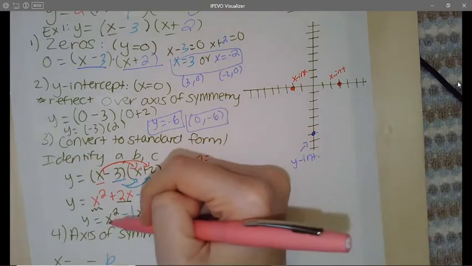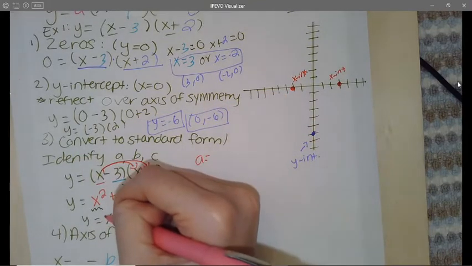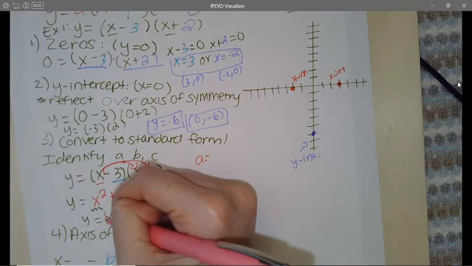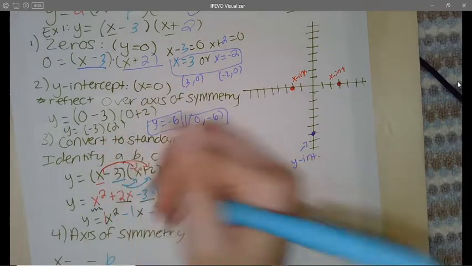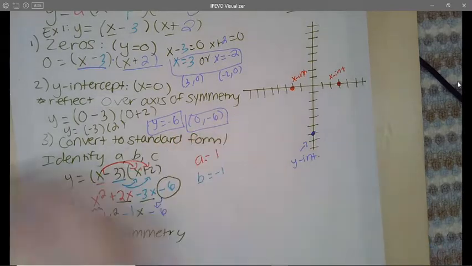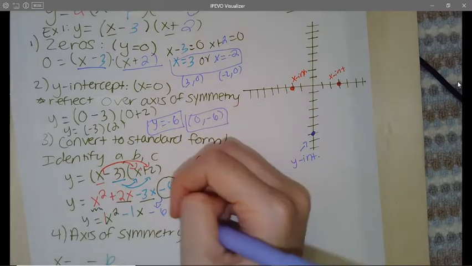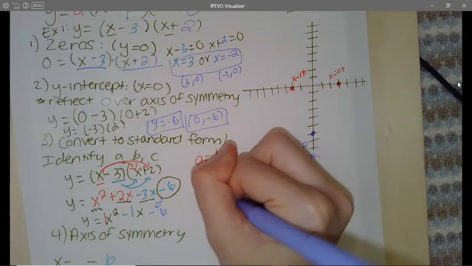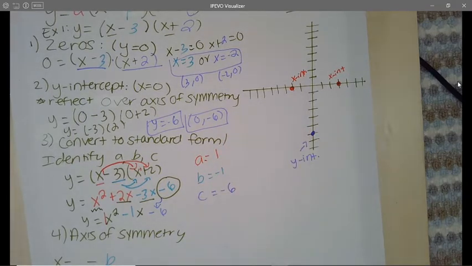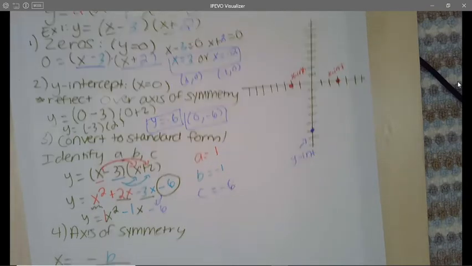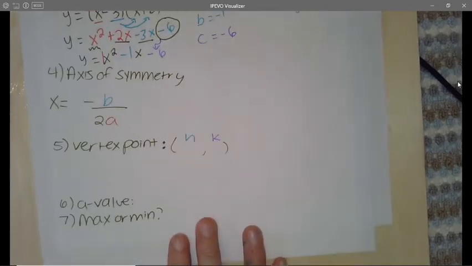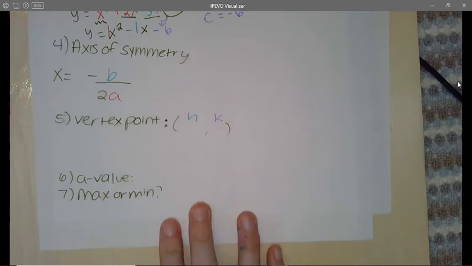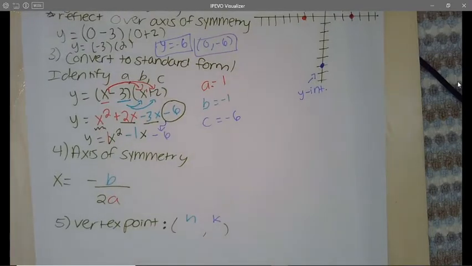Okay, so let me identify the A, B, and C. So my A is the number in front of the x squared, which I don't see anything, which means there's secretly a 1. Okay, the B is the number in front of the x, which is -1. And the C is the number without the x, which is the -6.